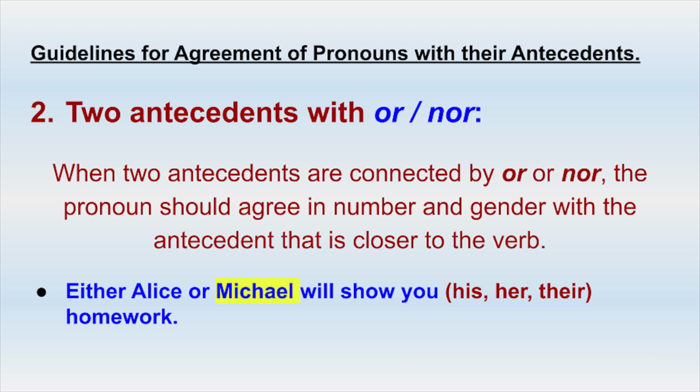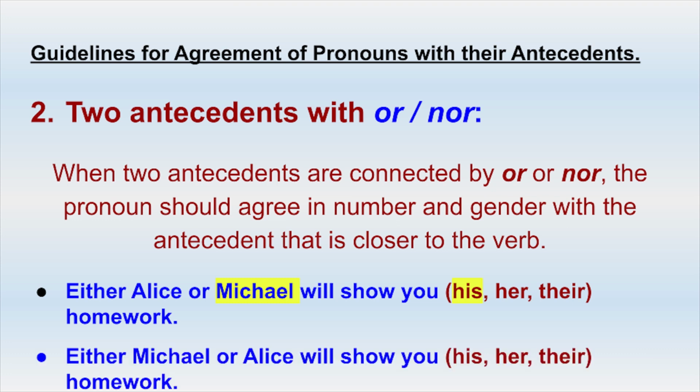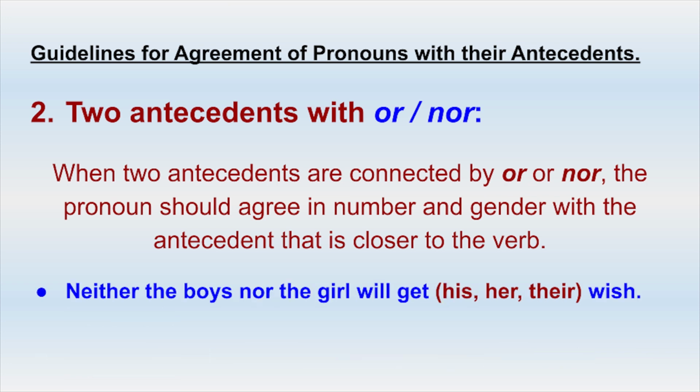Michael is singular and masculine. Therefore, the correct pronoun is his. If our sentence was either Michael or Alice, then the pronoun would be her, as Alice is closer to the verb. Our next example is, neither the boys nor the girl will get his, her, or their wish.